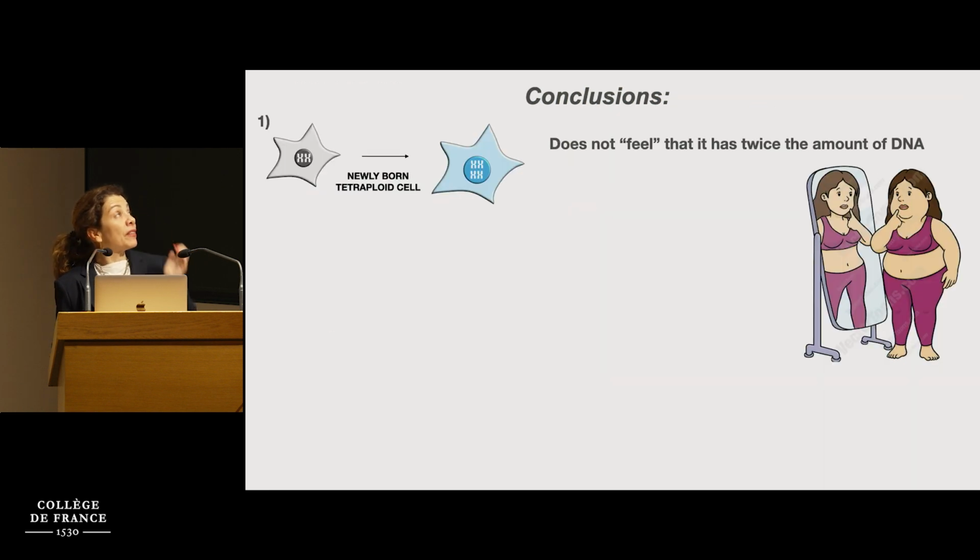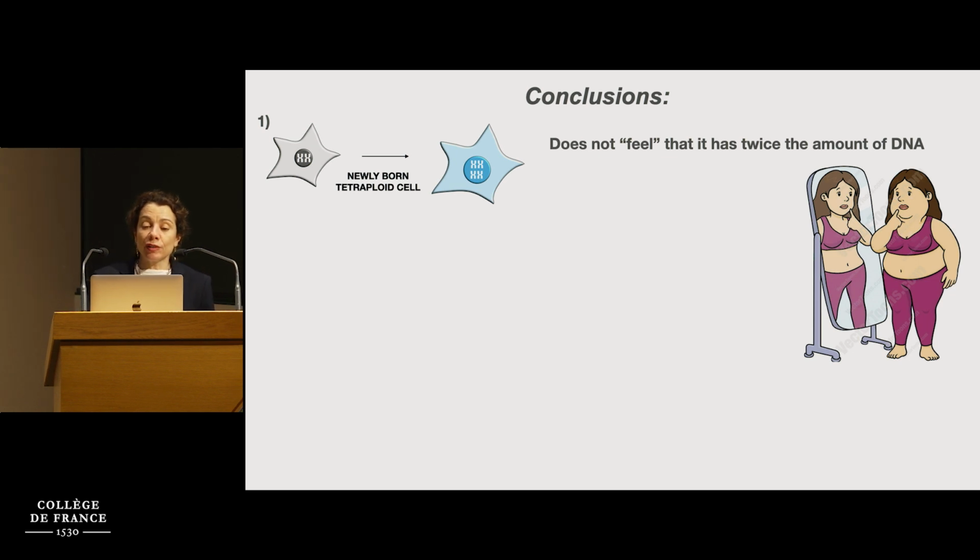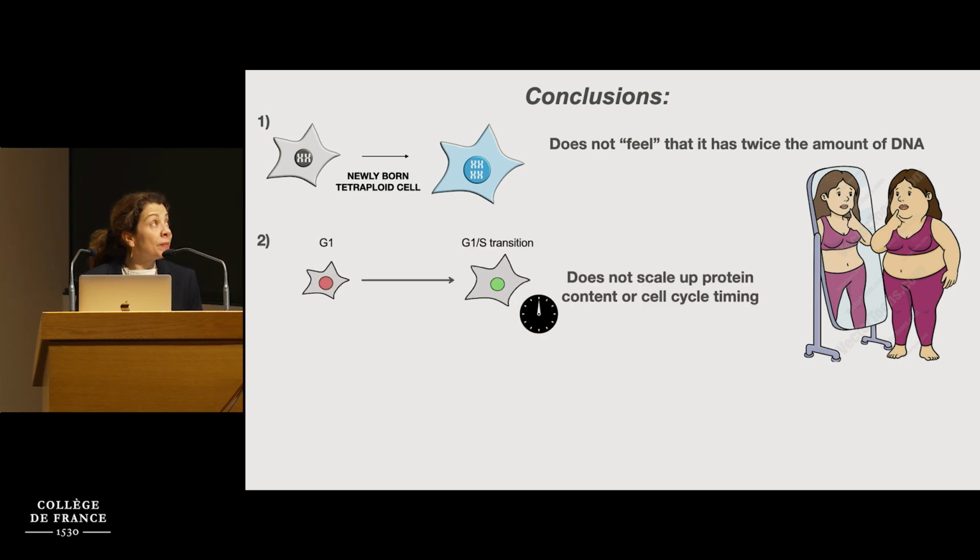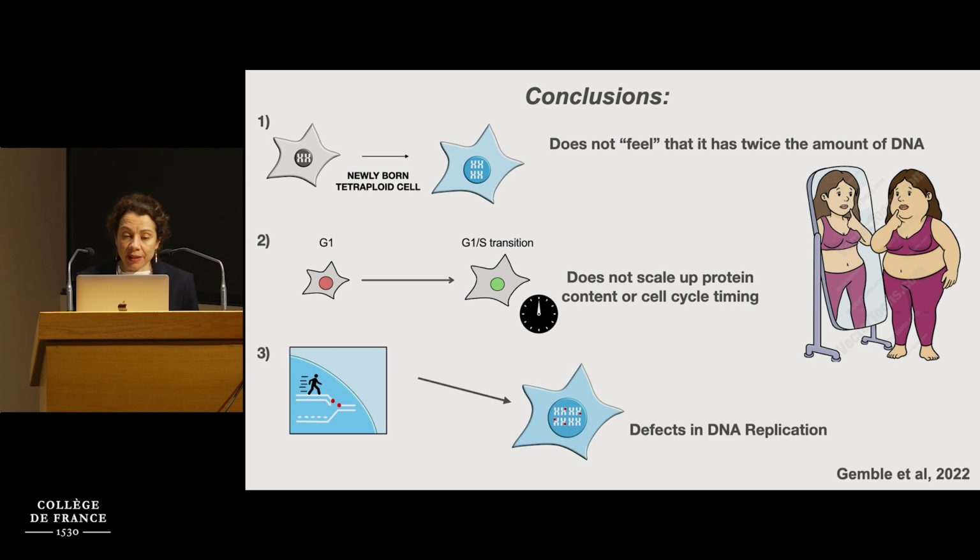So this shows us that newly born tetraploid cells really cannot count their number of chromosomes. This leads to a lack of scaling up in terms of protein content and cell cycle timing and DNA replication defects, which will then maybe have a condition in the way these cells will actually proliferate.